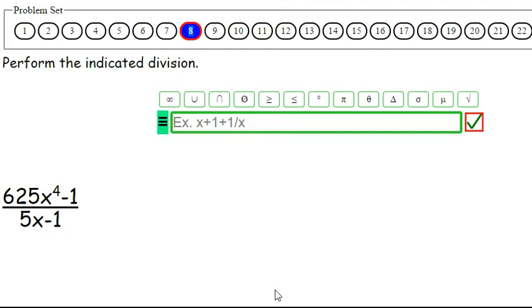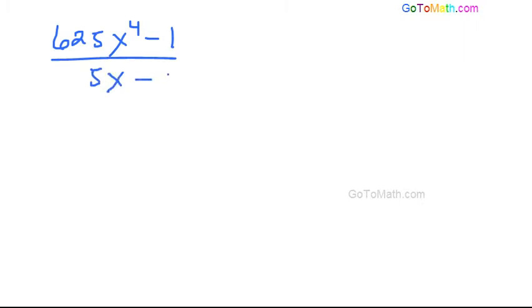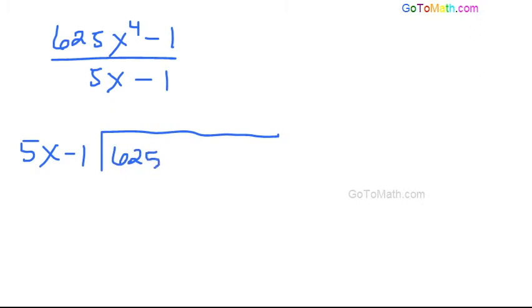Okay. Got it. So 625x to the 4th minus 1 over 5x minus 1. Now the question is, well, there is no question. Let's just do this. So we got 625x to the 4th. Now we got to put in these placeholders. So we got 0x cubed plus 0x squared plus 0x and then minus 1.